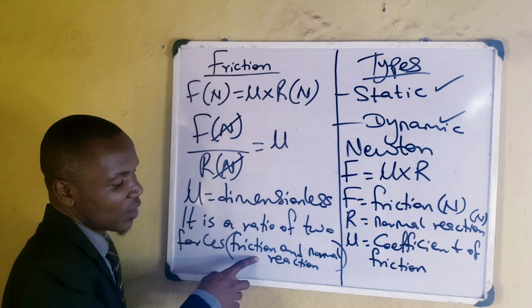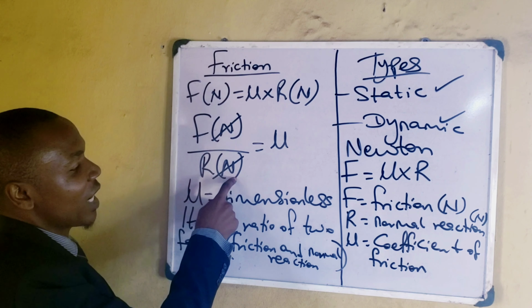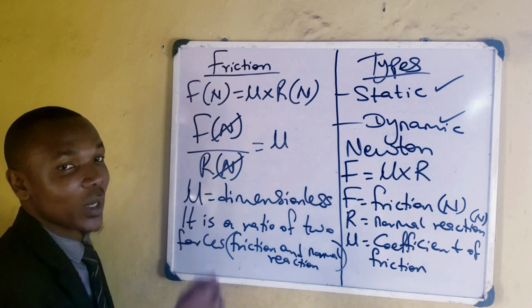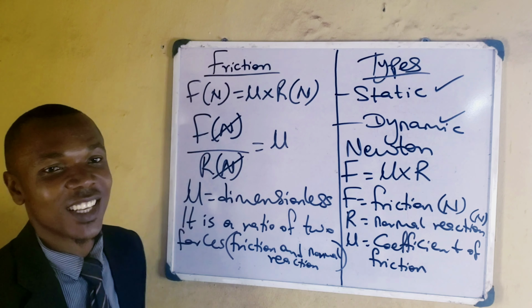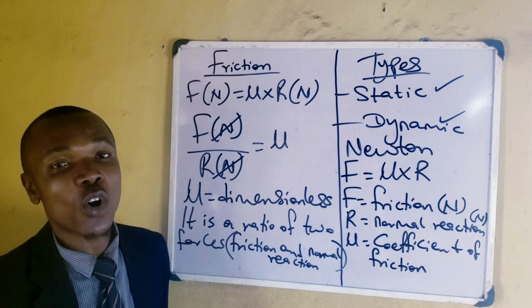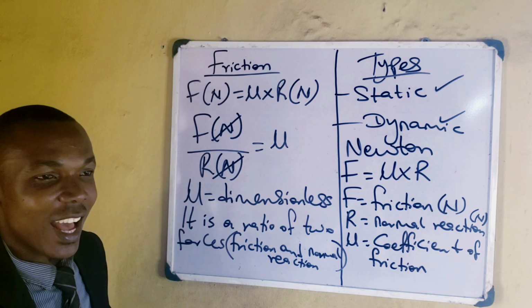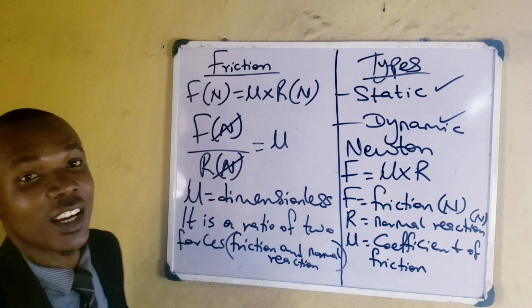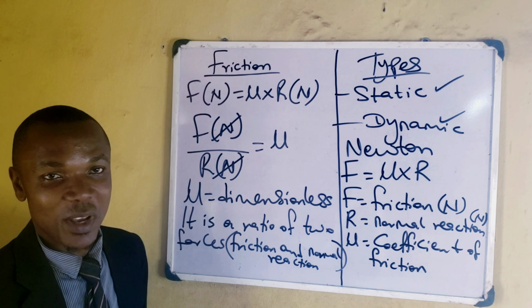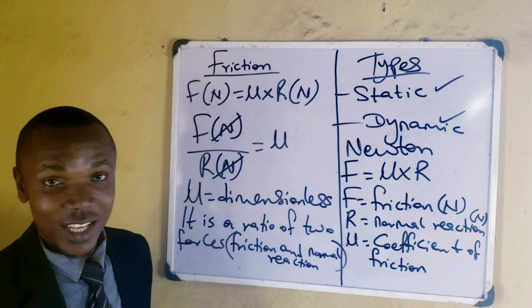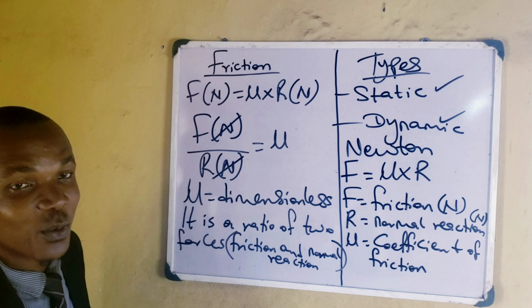The friction has a unit of Newton and normal reaction has a unit of Newton. Newton will cancel Newton, making it an ordinary number. So the reason is that it is a ratio of two forces, and being a ratio, the units will cancel each other. You will be left with ordinary numbers. That's why it is dimensionless, and that is why it does not have any unit.